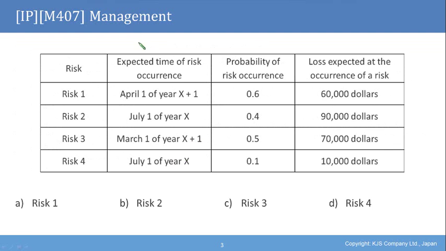Here is a table showing the expected time of risk occurrence, probability of risk occurrence, and loss expected at the occurrence of a risk for risk 1, 2, 3, and 4. A. Risk 1. B. Risk 2. C. Risk 3. D. Risk 4.